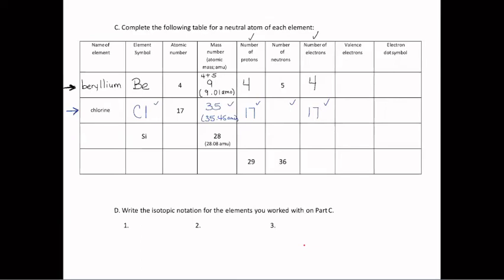Okay. Now, the only piece missing here is going to be the number of neutrons. So in order to find the neutrons, what we're going to do is subtract the number of protons from the mass number. So if we do 35 minus 17, how many neutrons are there? Great job. There's 18.